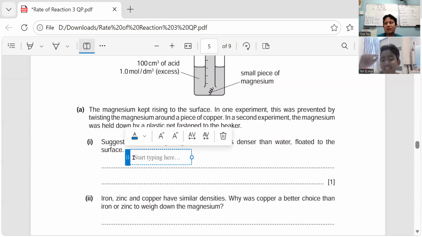Miss, I think I know why now. Okay, what's the reason? Is it because the bubbles of hydrogen gas produced pushed it up? Yeah, because hydrogen gas is very light, so the bubbles produced push it up.